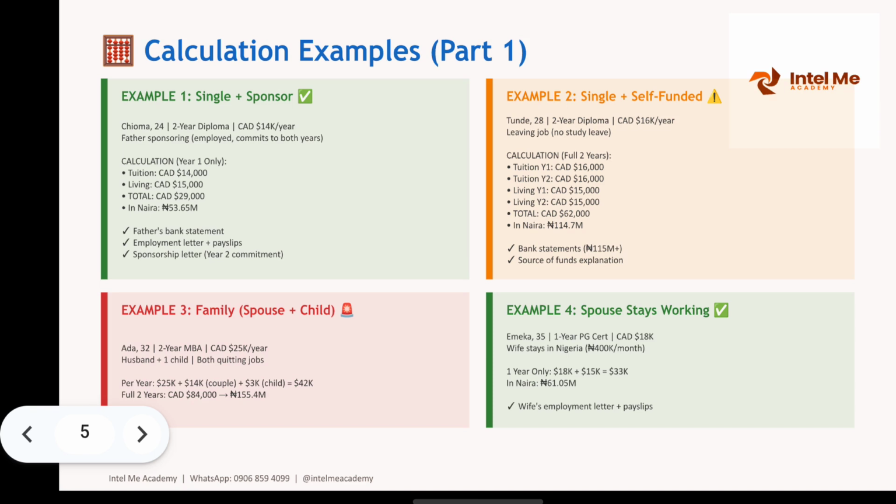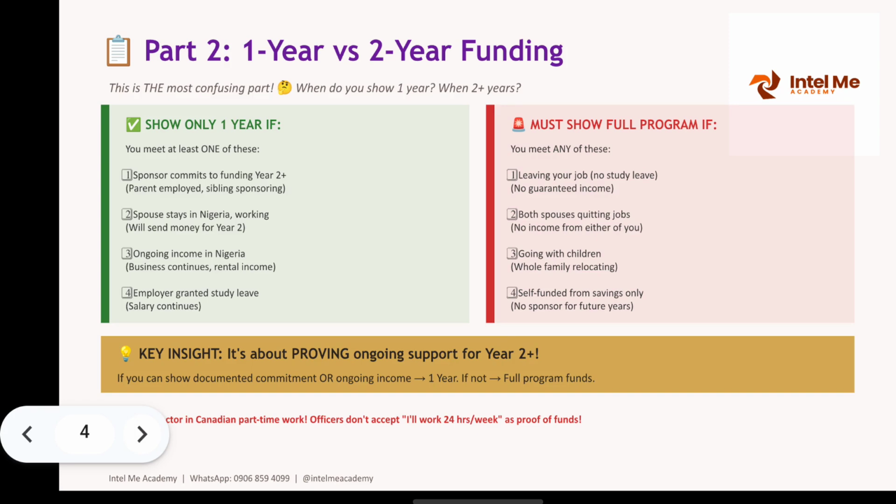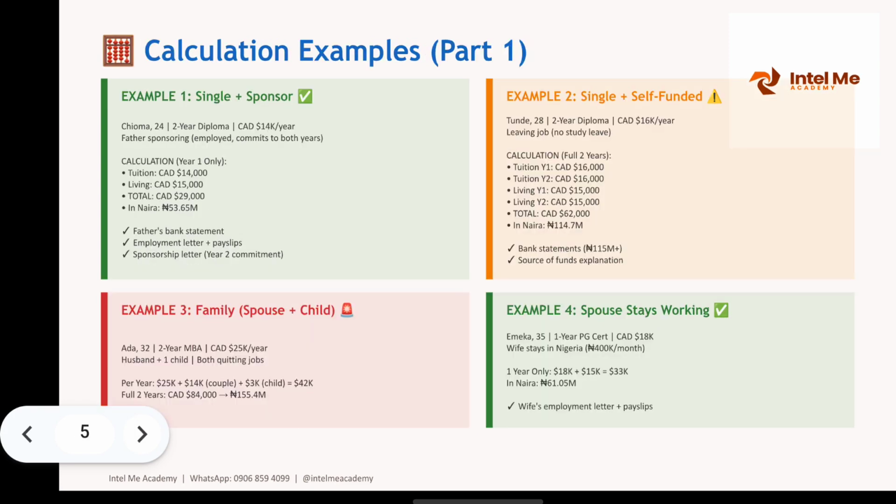You've seen it in the charts I showed you earlier. So this is it, 22,895. You can take a screenshot of this. It's fixed. Do you understand? So that's what we're doing here, it's mainly for example. So yes, we're looking at Chioma now. If you look on this side, Chioma is 24, she's coming for a 2-year diploma, per year is 14,000, and her father is sponsoring her. Do you understand?